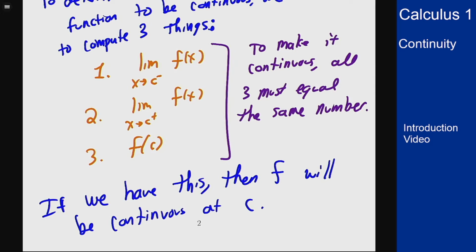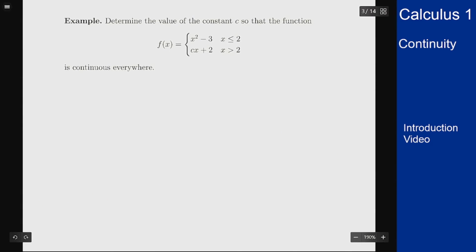Let's look at this idea in the context of an example. Determine the value of the constant c so that the function, x squared minus 3 for x less than or equal to 2, and cx plus 2 for x bigger than 2, is continuous everywhere.